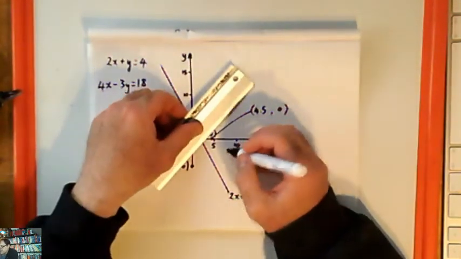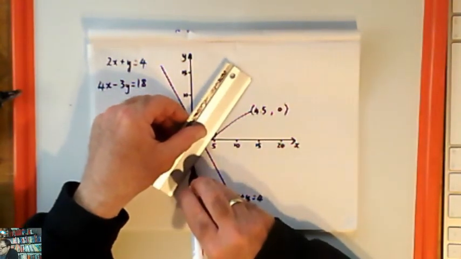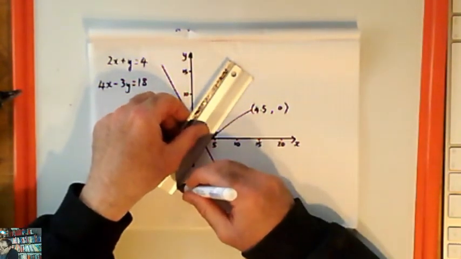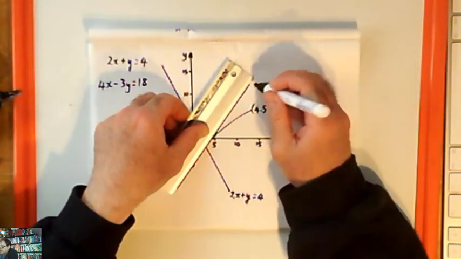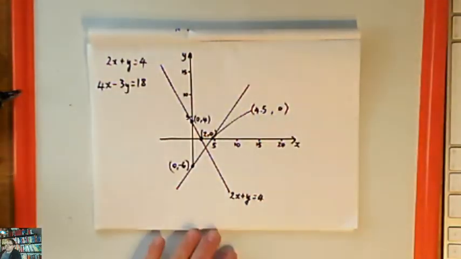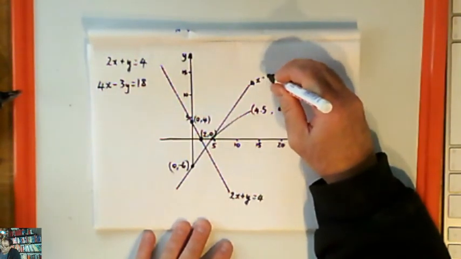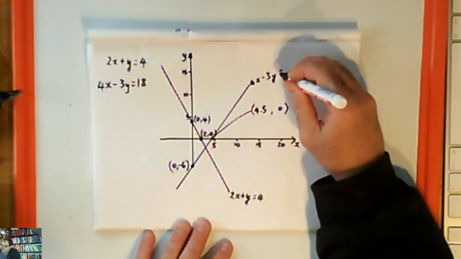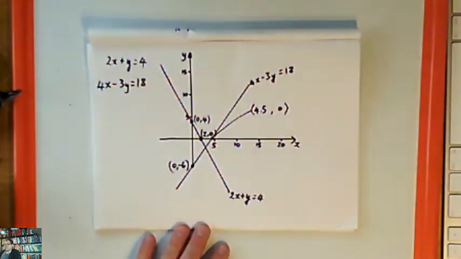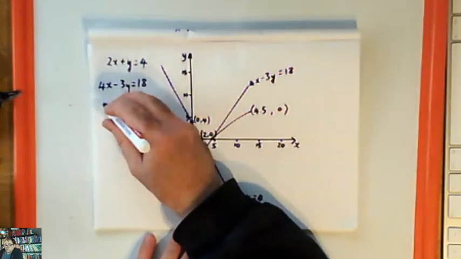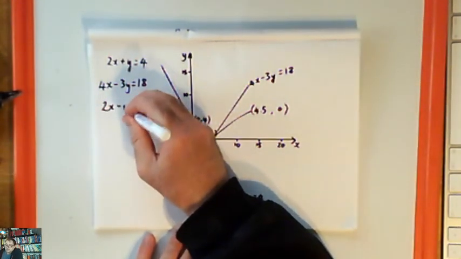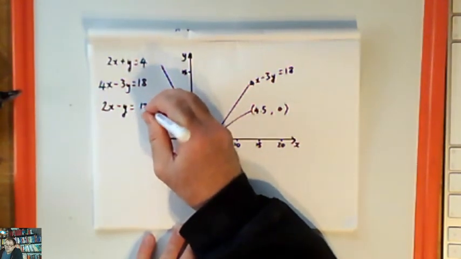So now that we've got 2 points where the line crosses the axes, we can join them together, and that gives us the line of the equation 4x minus 3y equals 18. Okay, the last one was 2x minus y equals 12.